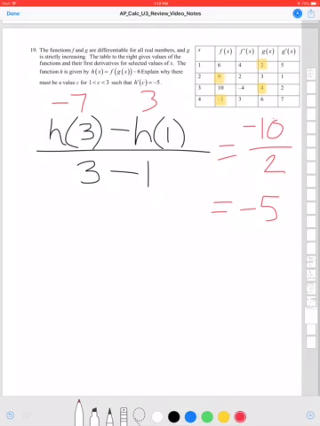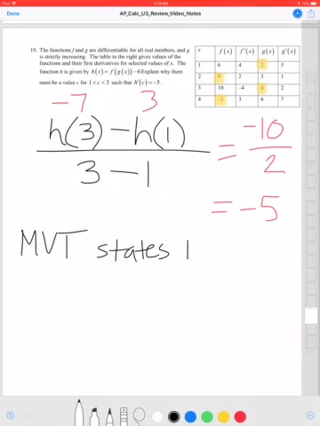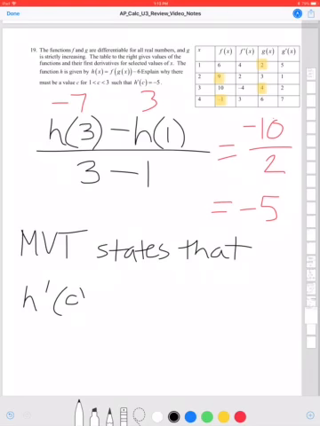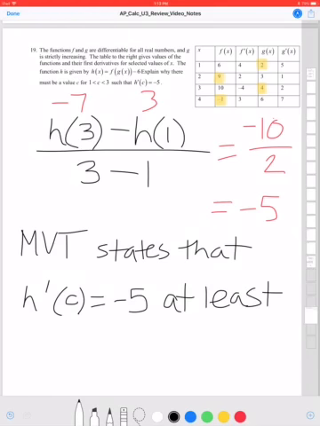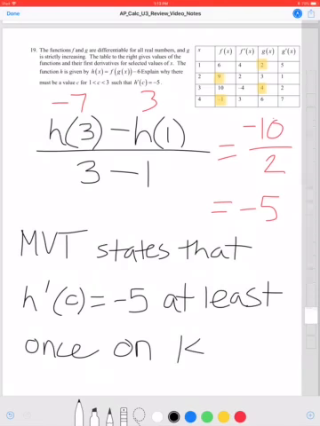Alright. So now to justify my answer, to explain why. Now that I've shown that work, now I'm going to say something like MVT states that h prime of c equals negative 5 at least once on the interval 1 to 3.